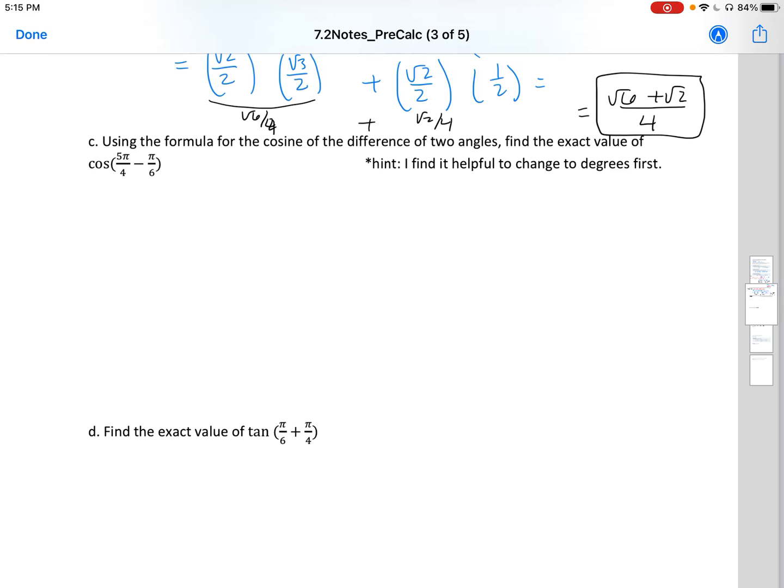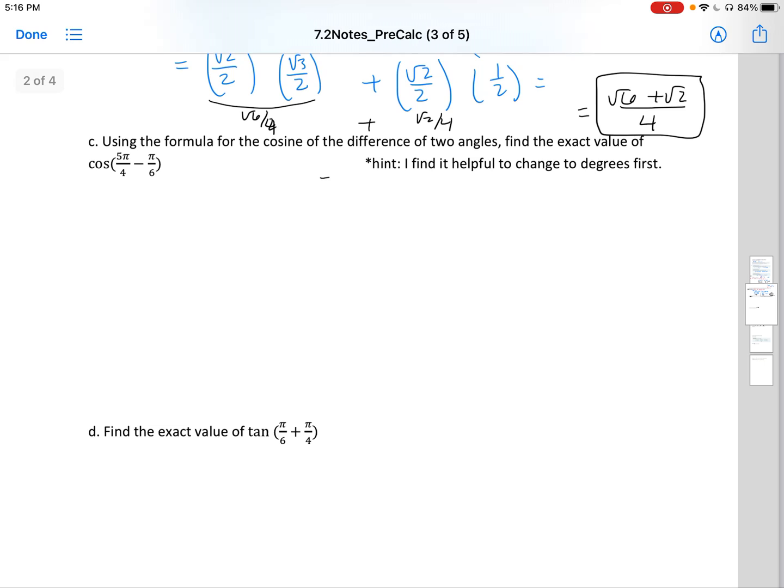But whatever we do with degrees, we can similarly apply it to radian measure. So part C: using the formula for cosine of the difference of two angles, find the exact value of cosine of 5 pi over 4 minus pi over 6. Now, sometimes when I'm working with values, it's hard to measure radians versus degrees. Degrees kind of follow more simply. So if you'd like to, you can always change from degrees to radians or radians to degrees. But it already broke it down for us.